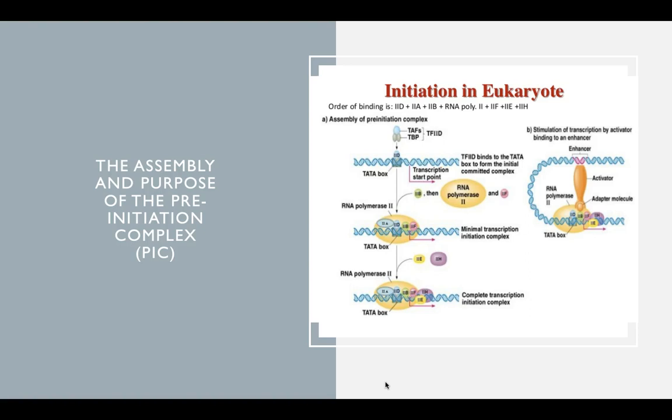The first GTF to recognize and bind to the promoter is transcription factor 2D, which includes a subunit called TATA binding protein, or TBP. This TBP will bind to a specific promoter sequence known as the TATA box, which is rich in A's and T's. This is important because it is rich in A's and T's instead of C's and G's. So why? Because A's and T's only have 2 hydrogen bonds, which makes it easier to break them apart than C's and G's that have 3 hydrogen bonds.